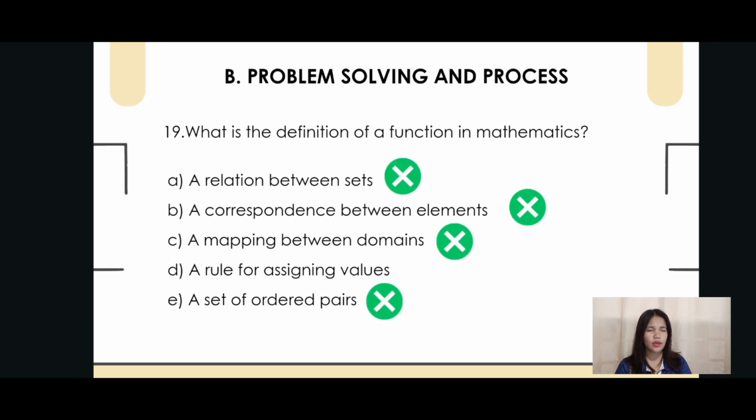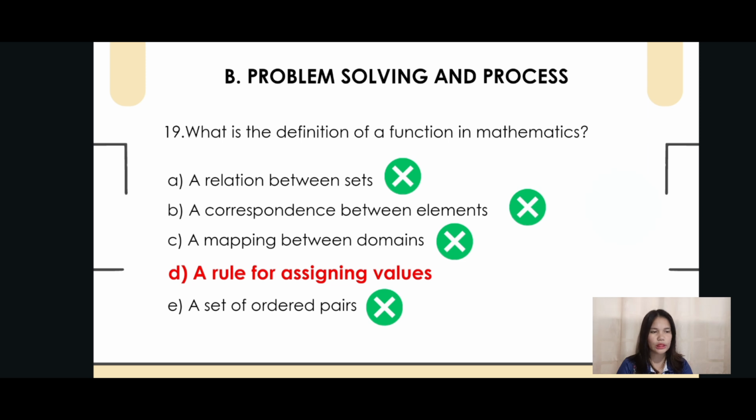Basically, A is not a function. It does not define a function, as well as B, a correspondence between elements. No. Mapping between domains. No. E, a set of ordered pairs. Of course not. So the answer, through elimination, is letter D, if you are going to use elimination. So how does mathematics define a function? It is a rule for assigning values.